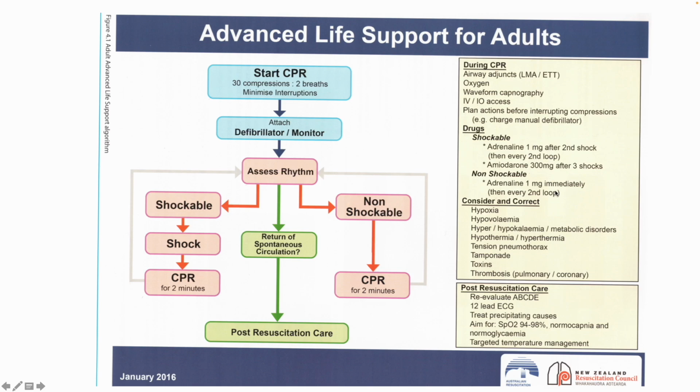Amiodarone is given after the third shock, and that's 300 milligrams. You can put 300 milligrams in and draw it up to 20 mils in 5% dextrose and give.